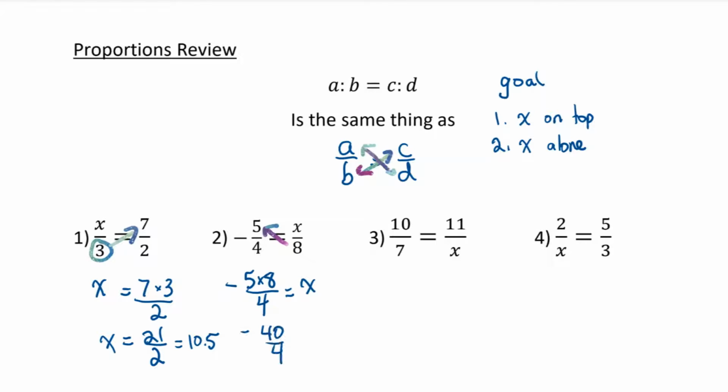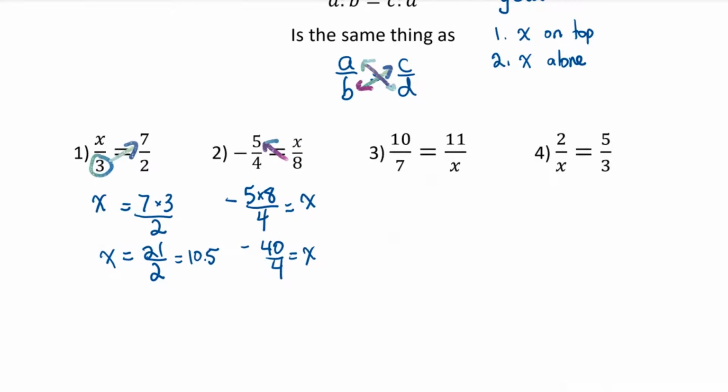And x. That's negative 40 over 4 equals x, which is like saying negative 10 equals x, or x equals negative 10. Okay. Now for number 3, this is where things get a little more interesting. We want to make sure x is on top and then make sure it's alone. So let's get to it.